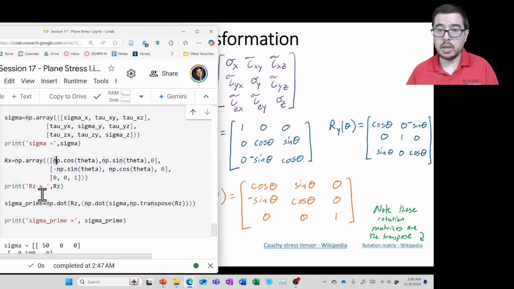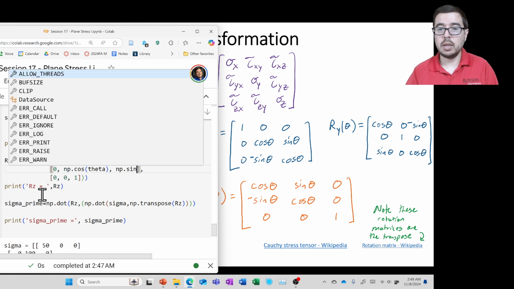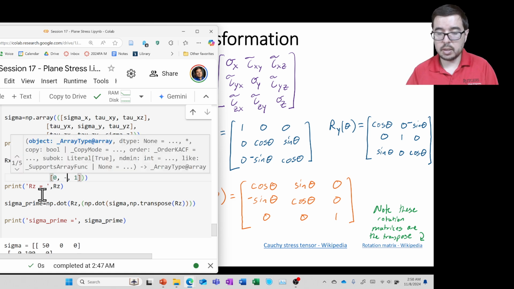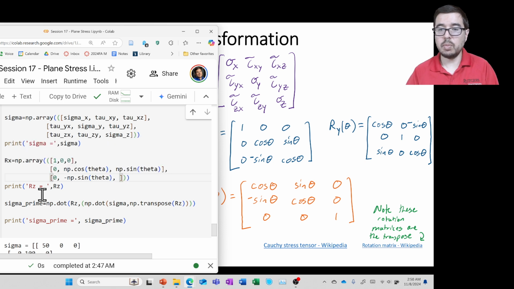This is going to become 1, 0, 0. This is going to become 0, cosine, and then I'll do NP sine theta. Okay, that's fine. And then the last one is going to be minus NP dot sine theta. And this one will be NP cosine theta, just like that. Yeah, I think that's good.